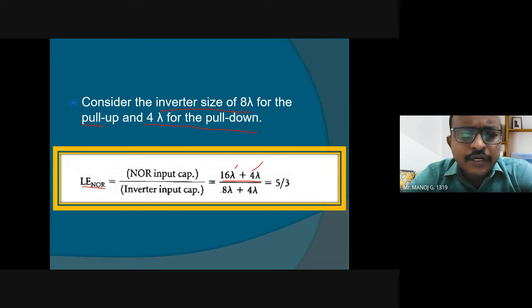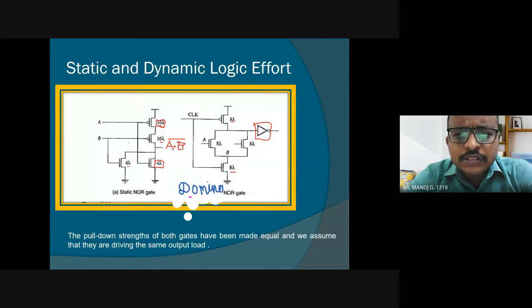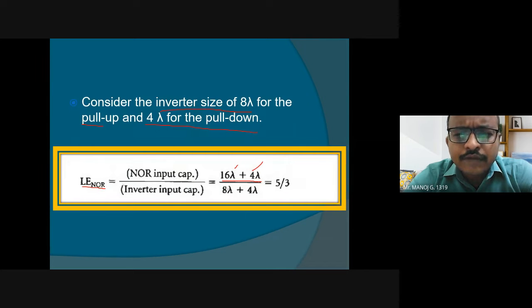This is divided by the inverter capacitance. The inverter capacitance is 8 lambda and 4 lambda, which is given in the problem. Now you need to find out the logical effort for a NOR gate. The formula is like this. When you simplify, it becomes 20 lambda by 12 lambda, and the logical effort value is 5 by 4. This is how you evaluate the logical effort for a NOR gate.